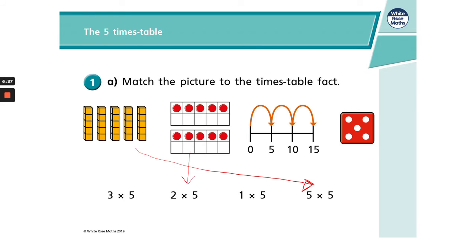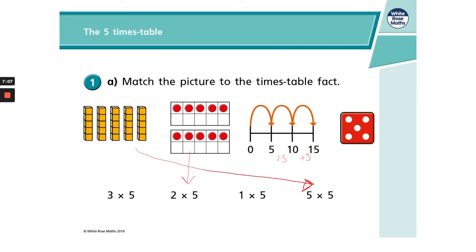Well done if you got it. 2 lots of 5. Now our number line is counting up in what number? From 0 to get to 5, we've added 5. To get from 5 to 10, we have added 5. From 10 to 15, we have added 5 each time.